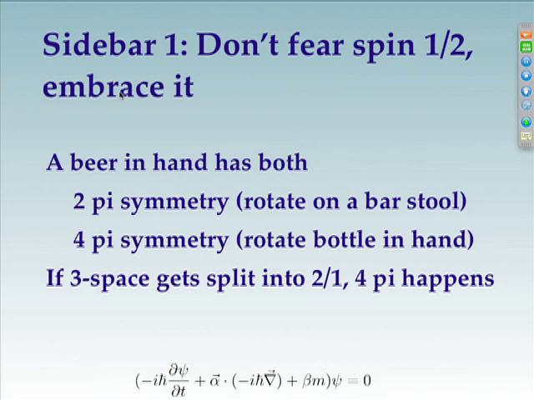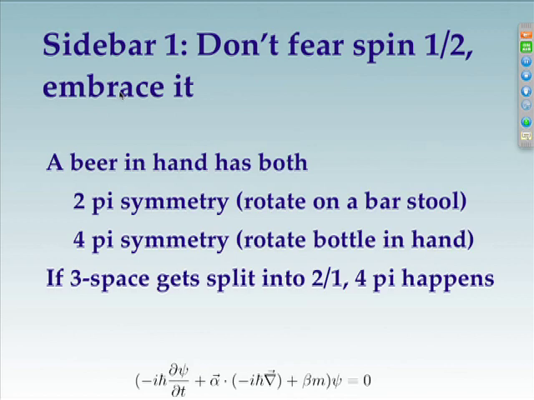If I do my rotation, I will come back to exactly where I started from. And this is 2 pi rotation. I could do a cartwheel if I felt more energetic. I could do a backflip. Got three different ways I can do this. That was all an example of 2 pi symmetry.